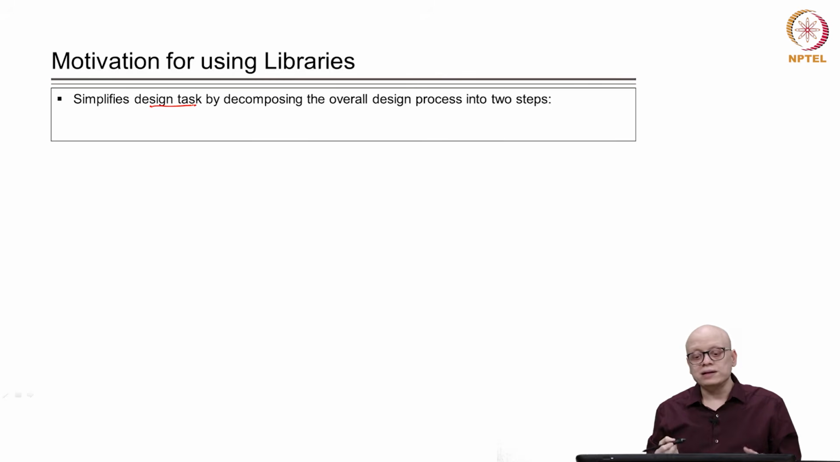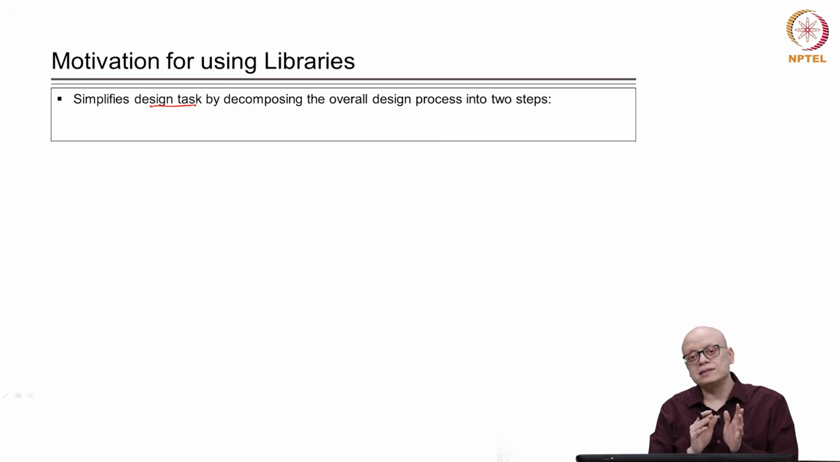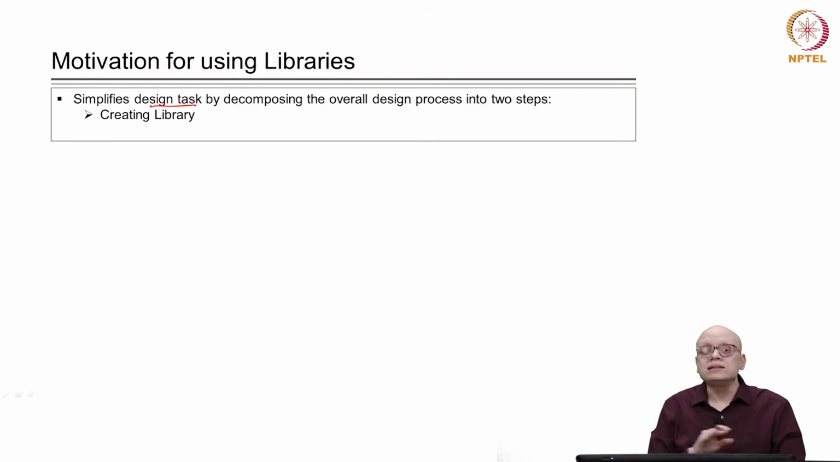Now, this is a very complicated task, and therefore, we need to simplify it, and we divide this design task into two tasks, making it a two-step process. And there are many benefits of having this two-step process. And what are these two steps? So, the first step is creating library, and the second step is using the library. Now, what we mean by creating library and using library, we will just see.